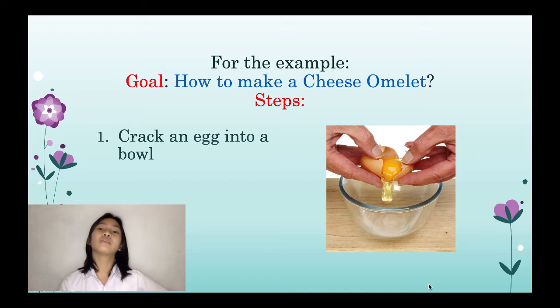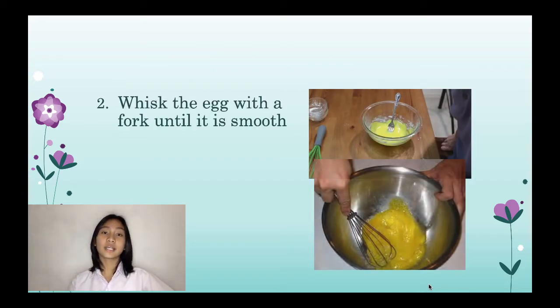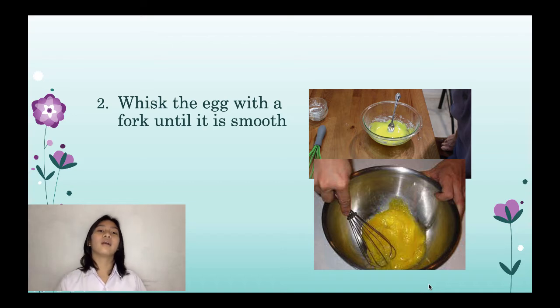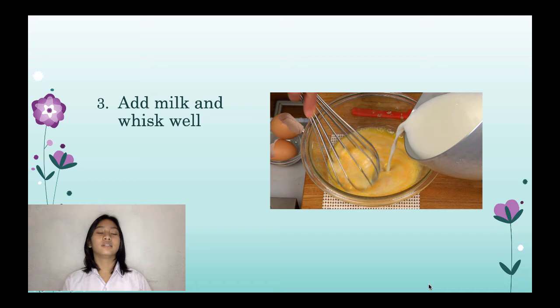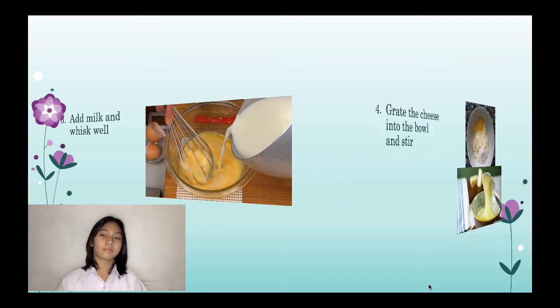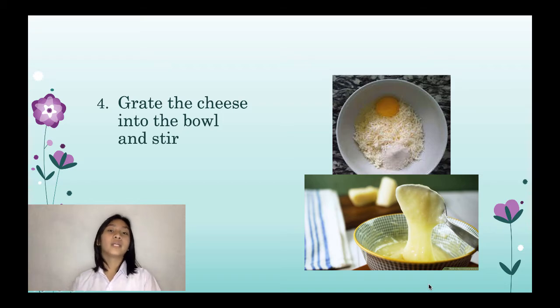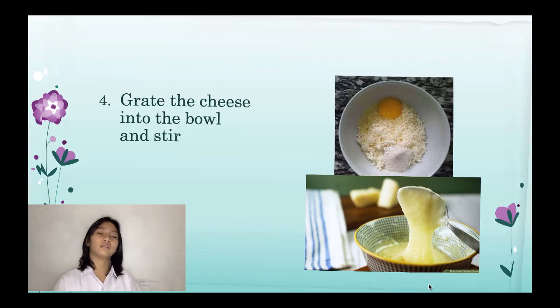The goal is how to make a cheese omelette. The steps are: first, crack an egg into a bowl. Second, whisk the egg with a fork until it is smooth. Third, add milk and whisk well. Fourth, grate the cheese into the bowl and stir.